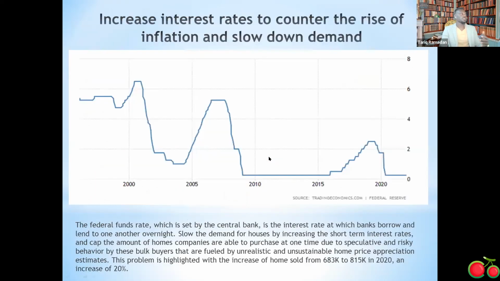The second thing that will help is to slow the demand for housing by increasing the short-term interest rate and capping the amount of homes companies are able to purchase at one time, due to speculative and risky behavior by these bulk buyers who are able to price out individual buyers by paying cash for homes. This problem was highlighted recently with the collapse of Zillow's home buying sector, which had to close shop because it couldn't offload 37,000 homes that it purchased with cash. Those 37,000 homes could have gone to 37,000 households.